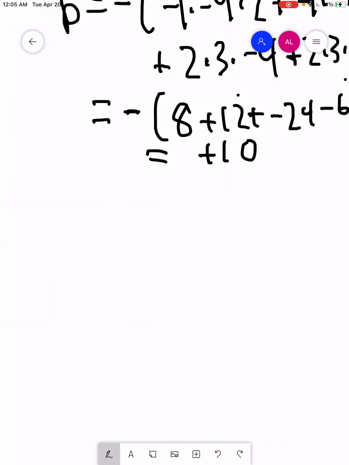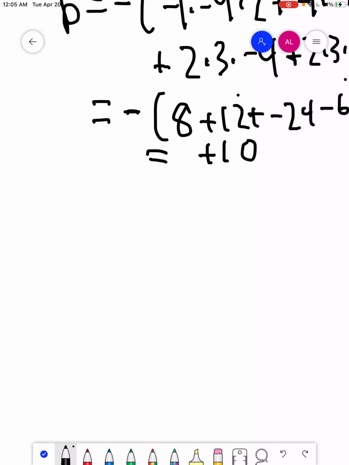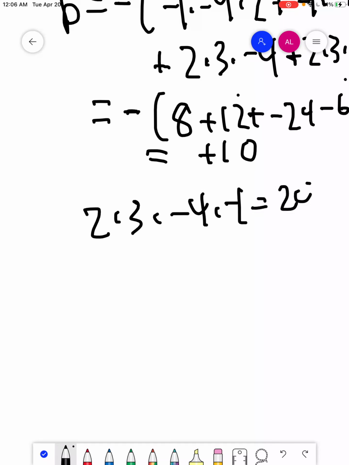Finally, the last term will be just the product of the roots, and this time it's positive. 2 times 3 times -4 times -1 is equal to 24, and that's it. c is equal to 24.